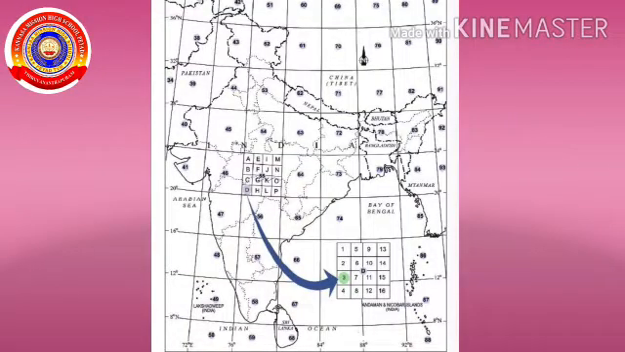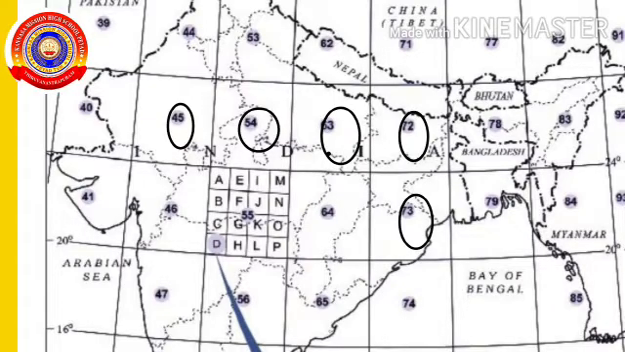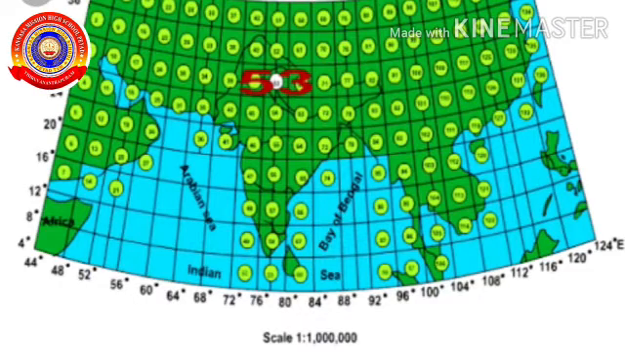Observe the map. This map consists of so many squares. This square box is called topo sheet. Topo sheets represent different scales and different numbers, for example 45, 54, 63, 73. This number is called index number. The scale of this map is 1:10 lakh, so it is also known as million sheet.